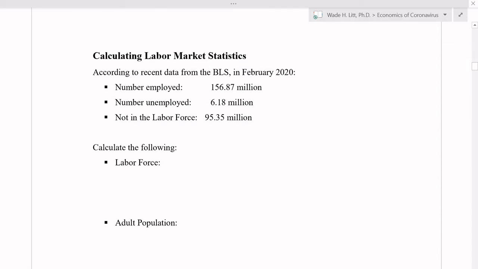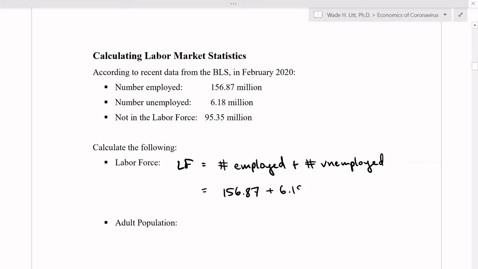First, we're going to calculate the labor force, which is equal to the number employed plus the number unemployed. That comes out to 156.87 plus 6.18. Okay, and that comes out to 163.05.